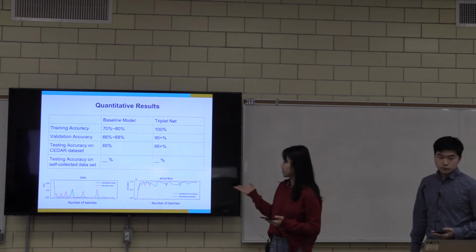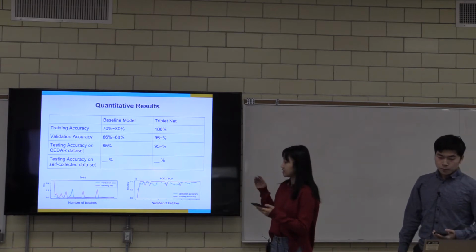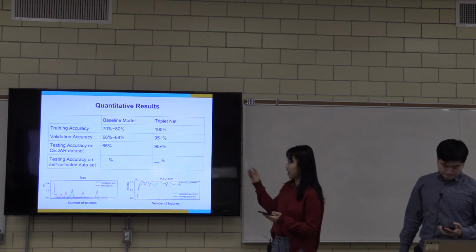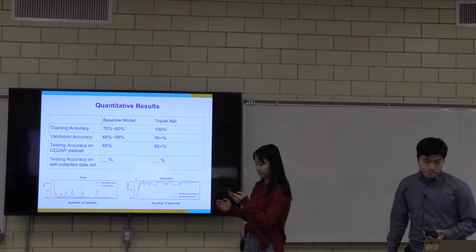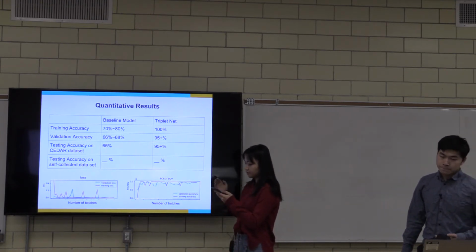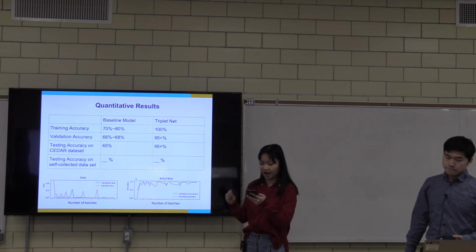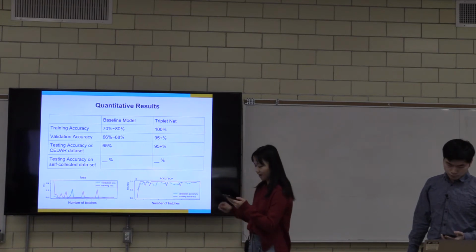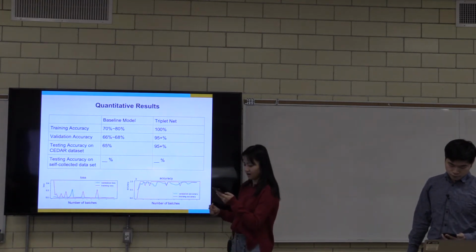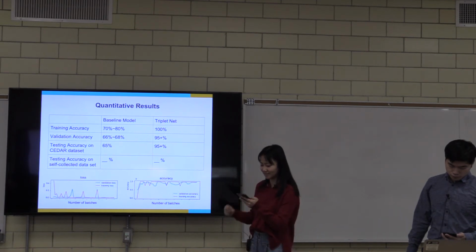The overall accuracy of triplet is much higher than the baseline model. The testing result of the baseline model on the CEDAR dataset is 65%, and the testing result of TripletNet is 95%. Also, both networks on the CEDAR dataset have very high sensitivity, and almost all forgeries are detected. However, we also tested our model on another dataset.